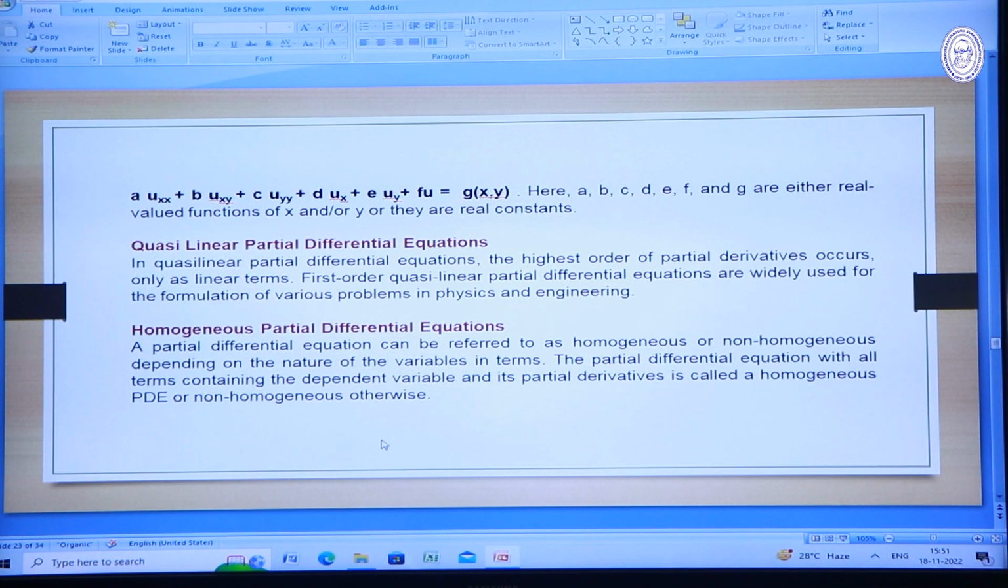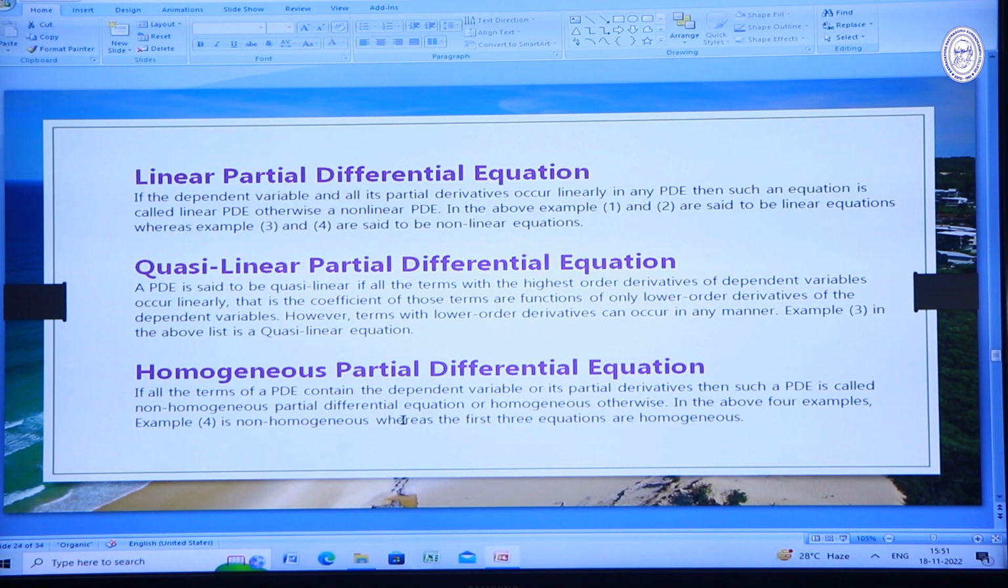Homogeneous partial differential equation. A partial differential equation can be referred to as homogeneous or non-homogeneous depending on the nature of the variable terms. A partial differential equation with all terms containing the dependent variable and its partial derivatives is called a homogeneous partial differential equation.